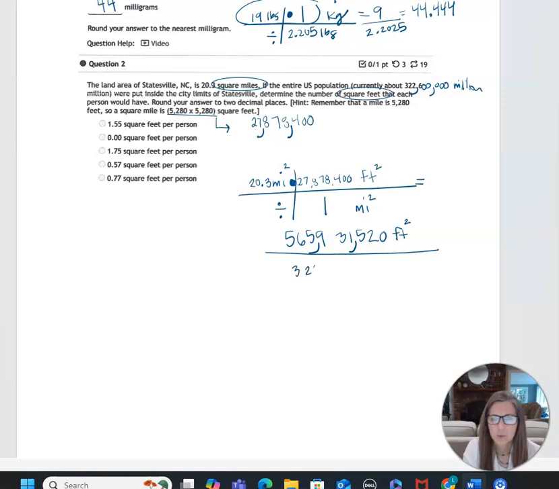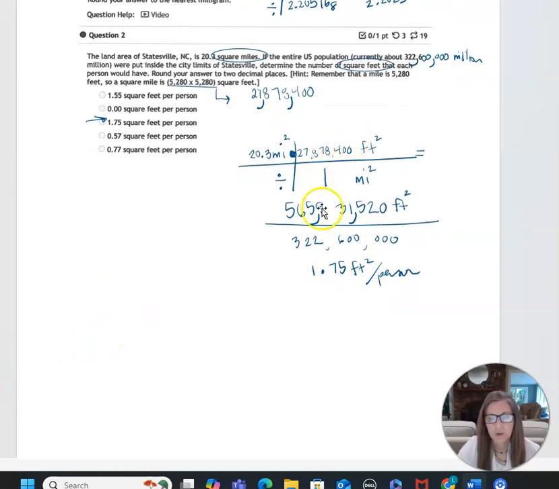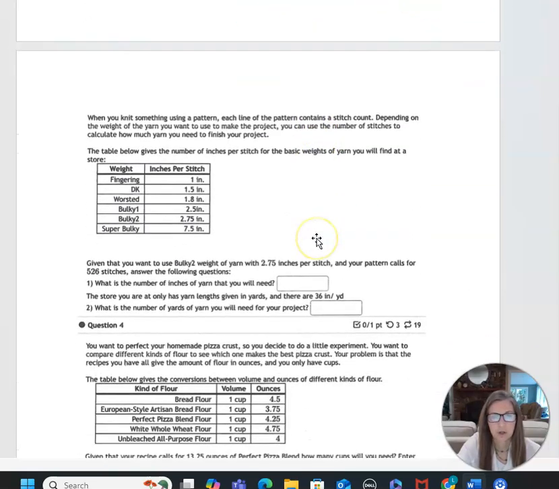So 322,600,000 people, and this is going to tell you the square footage per person. I've got that in my calculator, so I'll just divide, making sure that I don't miss any zeros. And I get 1.75 feet squared per person. So the answer is, I guess this would be the correct answer, C. Moving right along, simple conversion there, but those digits are really, really large.